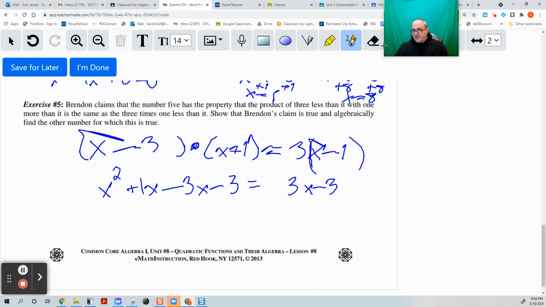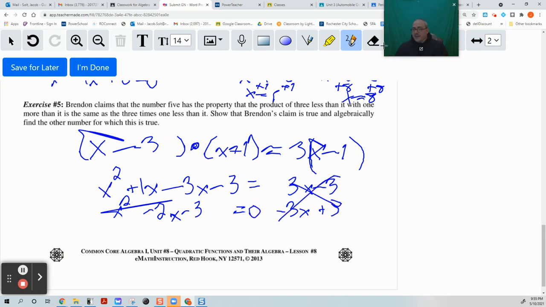All right, and now I'm going to combine some like terms. I'm going to combine these two like terms here and get negative 2x minus 3. And then I'm going to subtract 3x. I'm going to add 3, because remember, I ultimately want a 0 on this side of the equation. If I do that here, I got a minus 3x over here, and I got to add 3 over here, which leaves me with a grand total of x squared minus 5x. The plus 3 and the minus 3 cancel, and it's going to give me 0.